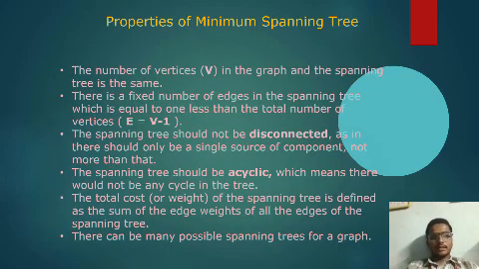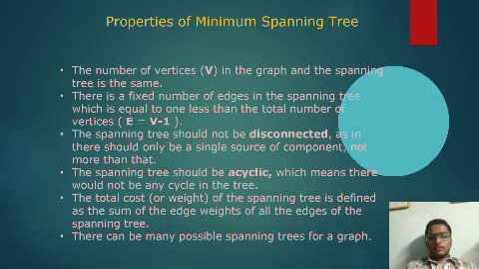Properties of minimum spanning tree. The number of vertices in the graph and the spanning tree is the same. There is a fixed number of edges in a spanning tree, which is equal to one less than the total number of vertices: E equals V minus 1.